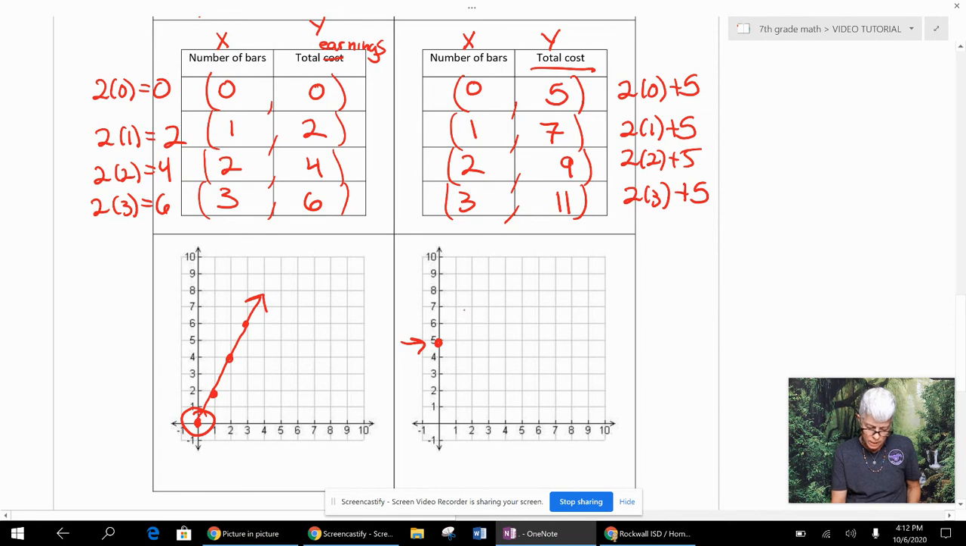So let's just keep going. At 1, it's going to cost 7. 2, it's going to cost 9. 3, it's going to cost 11. And that kind of goes off the board. So I'm just going to go ahead and create this line. And so you can see they both are what we call linear equations. They create a straight line. That's what linear means. The one starts at the origin, 0, 0, and the other one starts at 5.